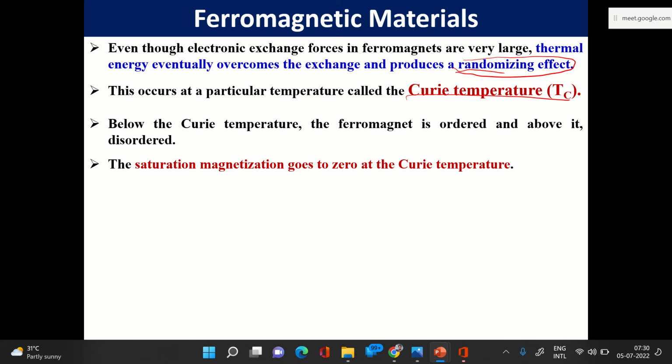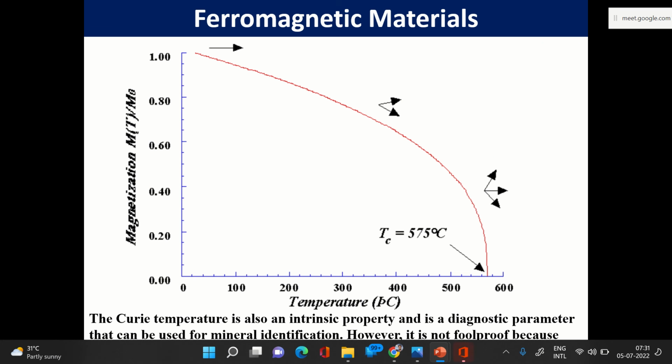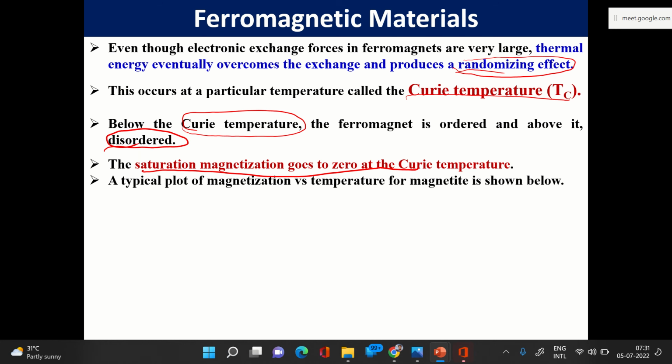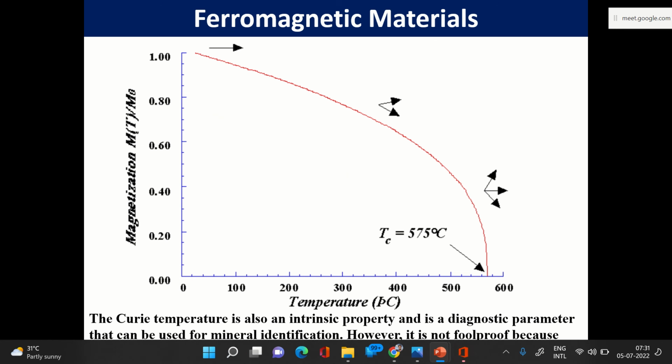So whatever ferromagnetic behavior that we talk about is below that temperature, the Curie temperature. Above it, it is disordered. Above that temperature there is total disorder, and you will not observe the ferromagnetic behavior. So saturation magnetization becomes zero at the Curie temperature, and graphically, we can show this like this.